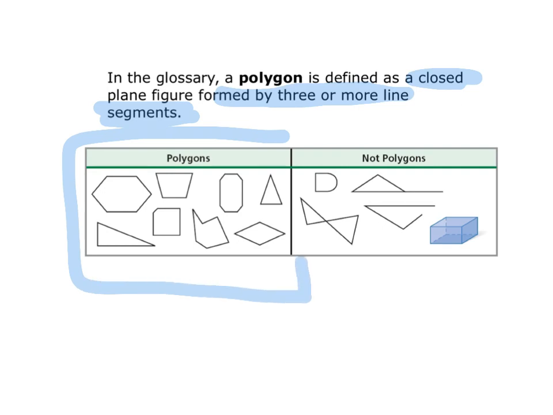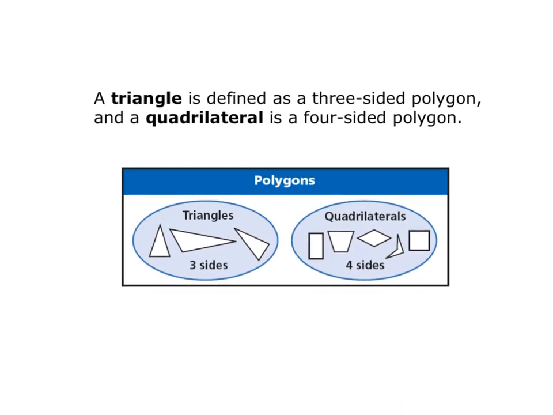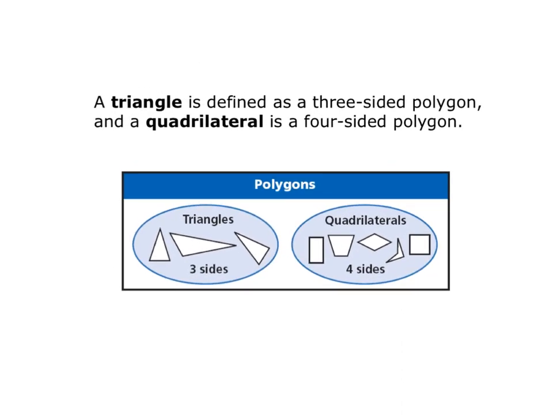So to the left, we have all these polygons. We have a triangle, a trapezoid, a square would also be a polygon, a rectangle, and then these are not polygons. So a triangle is defined as a 3-sided polygon, and a quadrilateral is a 4-sided polygon. So think of quad is 4. So a quadrilateral would be a square, a rectangle, trapezoid, rhombus.